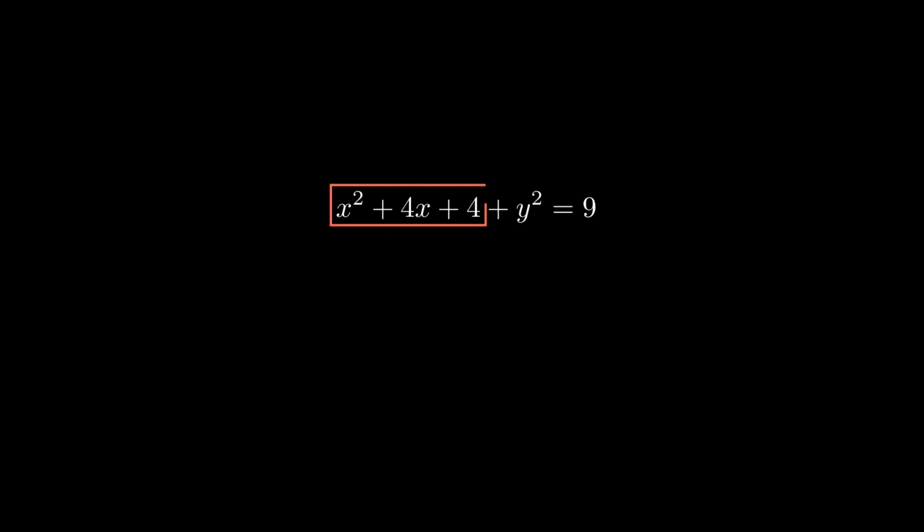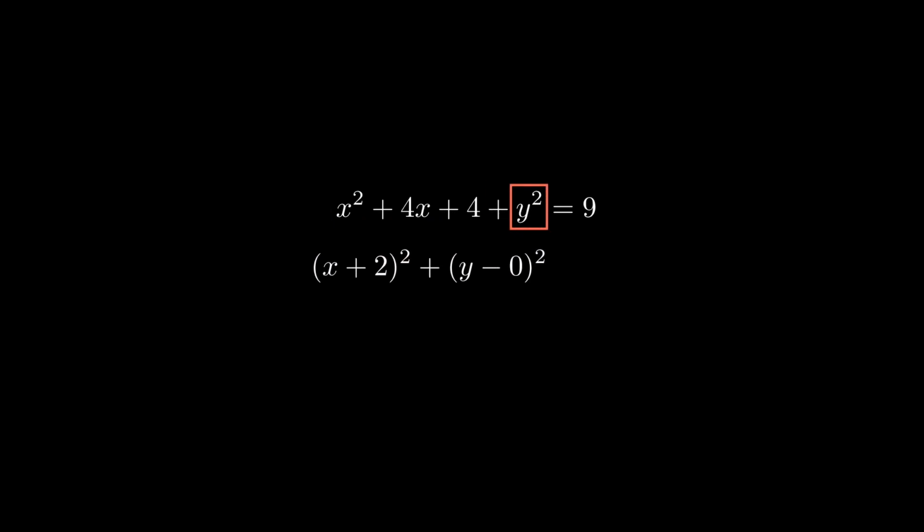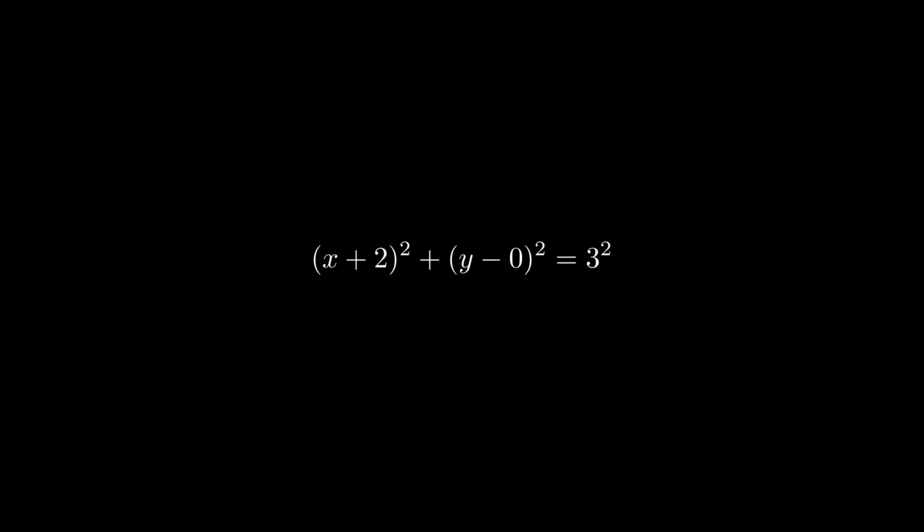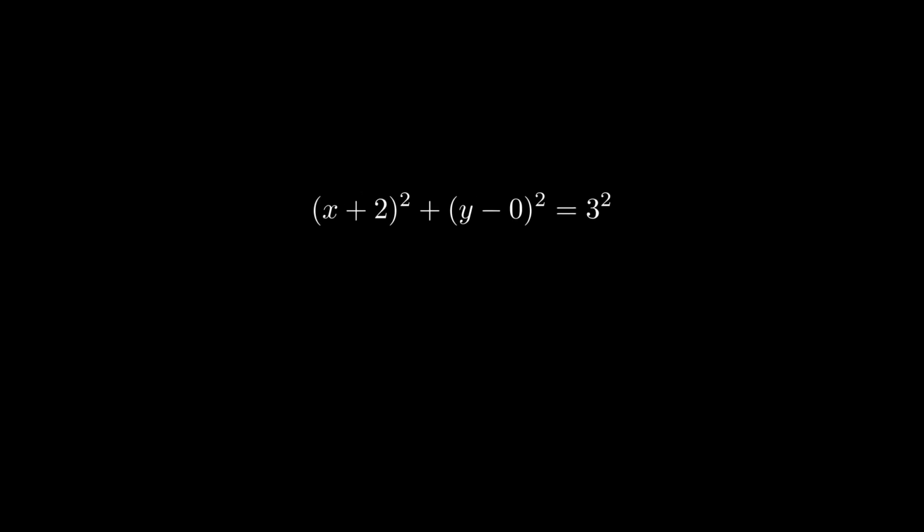X squared plus 4x plus 4 becomes x plus 2, the whole squared, and y squared is the same as y minus 0, the whole squared. Finally, 9 equals 3 squared. The equation is now in completing the square form, so we can find its center and radius. The coordinate of the center is -2, 0, and the radius is 3.